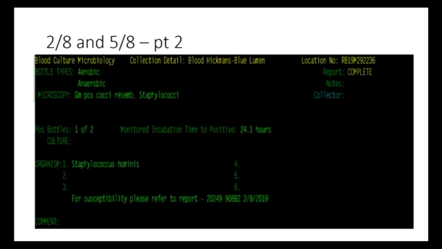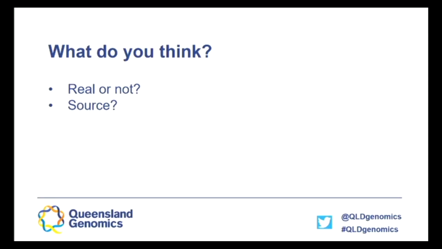And patient 2, on the 2nd and the 5th of August, showing 2 isolates of the Staph hominis with very similar, identical susceptibility profile. And we thought, hang on, what's going on here? Have we got a rogue inserter of Hickman's lines that's contaminating everything? What do you reckon, given the tenor of my talk so far?